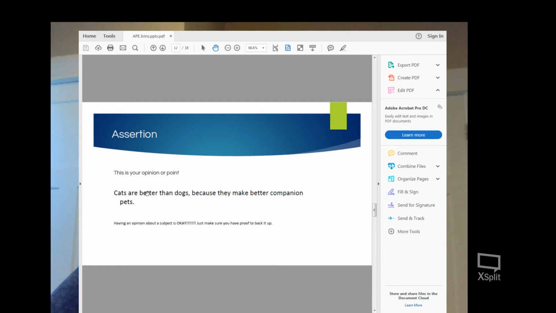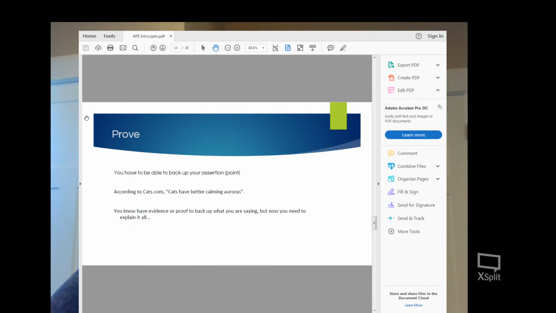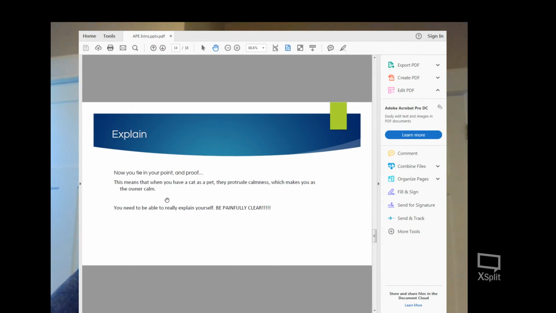Now is your assertion, which is your opinion or a point. Cats are better than dogs because they make better companion pets. Just remember that having an opinion is okay. You just have to make sure you have proof to back it up, which is why we go into our proof. According to cats.com, cats have better calming auras. You now have evidence or proof to back up what you're saying, but you need to explain it all.